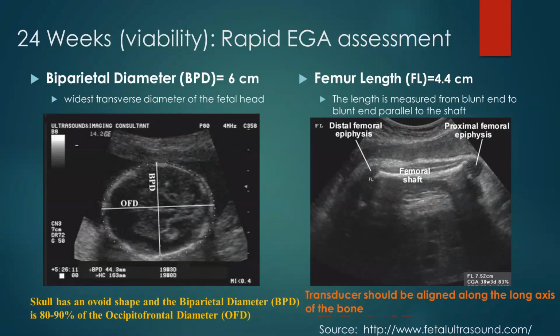And the femoral length is definitely harder to find than your BPD. So with the femoral length, you measure it from the blunt end to the blunt end, parallel along the shaft. And so you're not going to measure at these points here. You're really going to try to get just right at the midpoint. And 4.4 centimeters or more is going to give you a viable fetus.